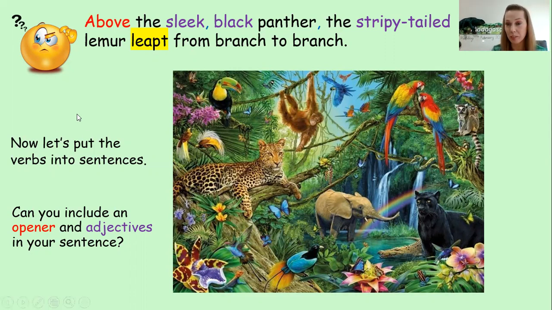So it's your turn now. Can you come up with your own sentences using those resources to help you? I'm sure that you'll get on just fine.